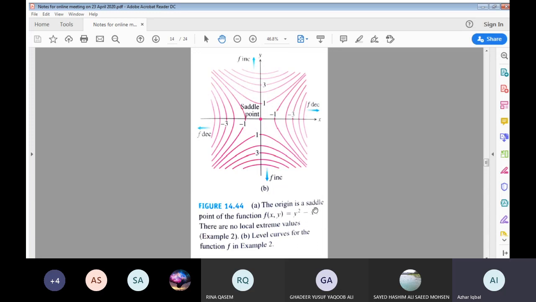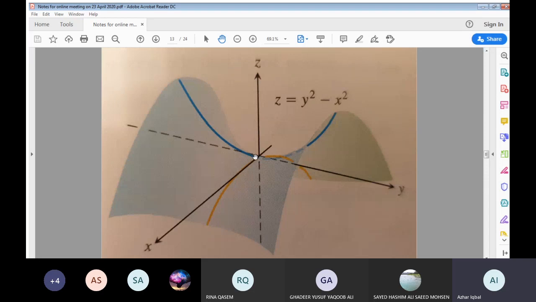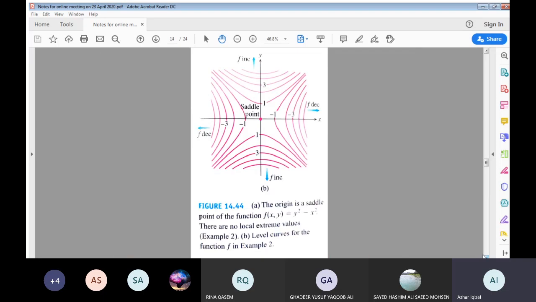So the origin is a saddle point of this function, as we have just seen, and there are no local extreme values. You can see that this is not a local extreme value because the function is rising in one direction and going down in the other direction. So there are no local extreme values. These are the level curves for the function which we just looked at previously.